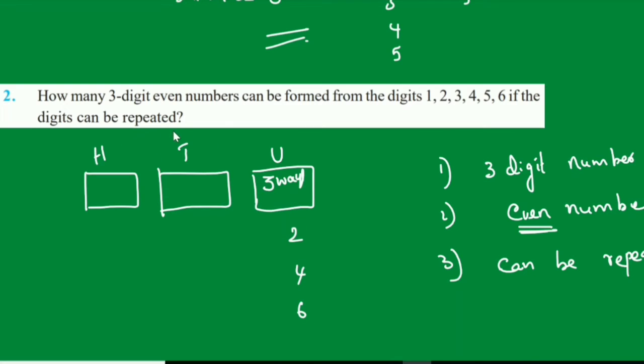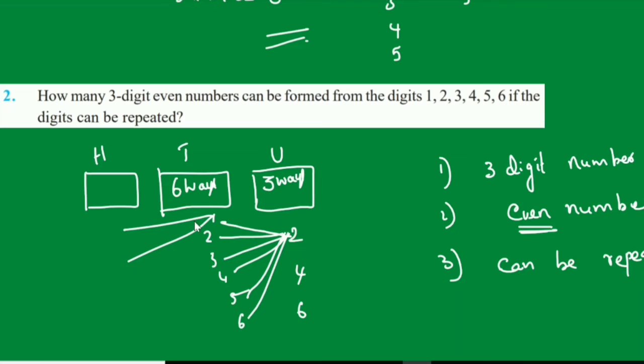Now repetition is allowed. That means after I fill 2, I can use 2 again. So how many possibilities are there now? How many numbers are given? 6 numbers. 1, 2, 3, 4. I can use 5 also. I can use 6. Similarly for 4 also. So there are 6 ways. So the tens place can be filled in 6 ways.